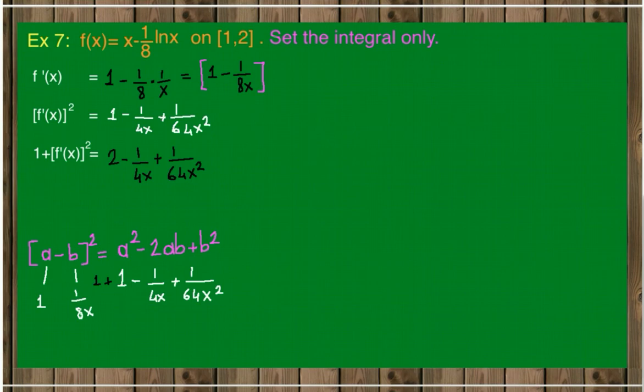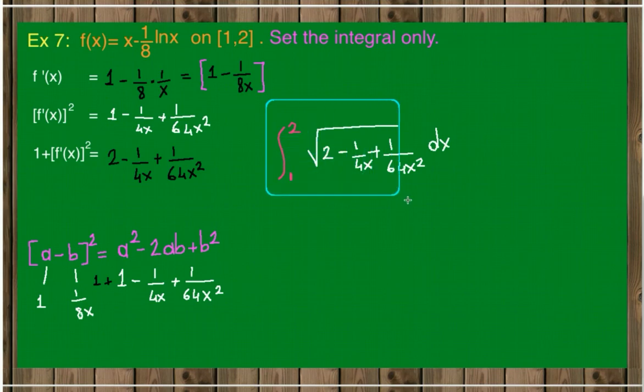Now we can set the integral. Our integral from a to b, in our case from 1 to 2, square root of 2 minus 1 over 4x plus 1 over 64x squared dx. So this is our integral to calculate the arc length of f of x. This is our final answer for this question. Let's go to the next question.